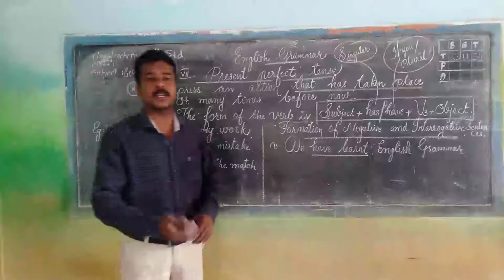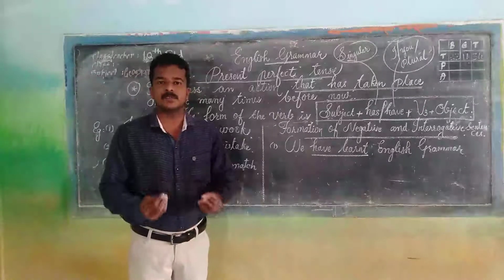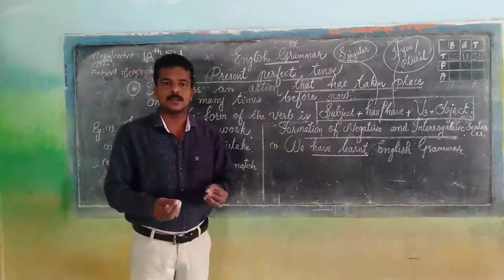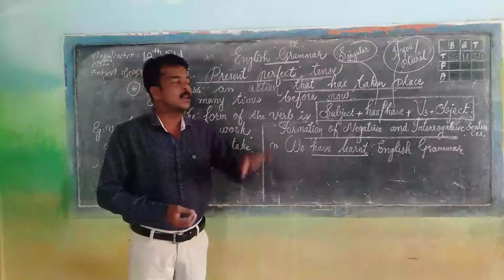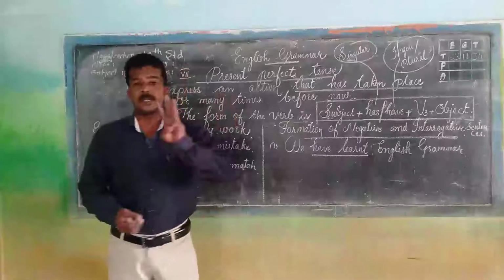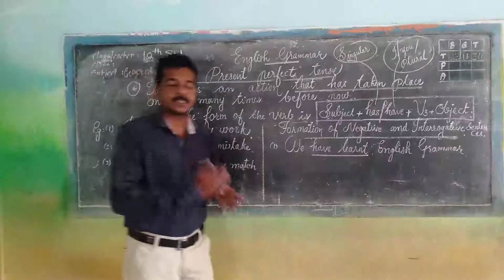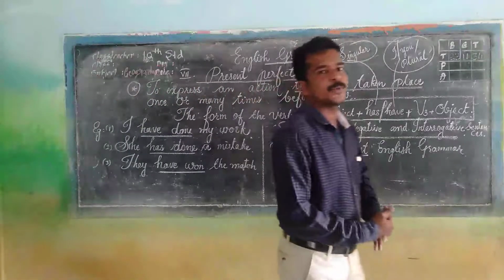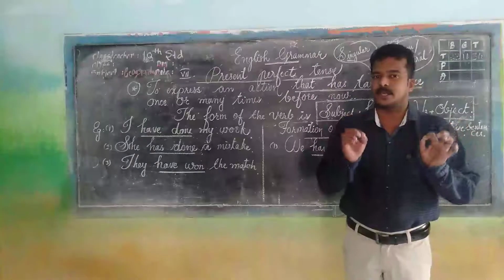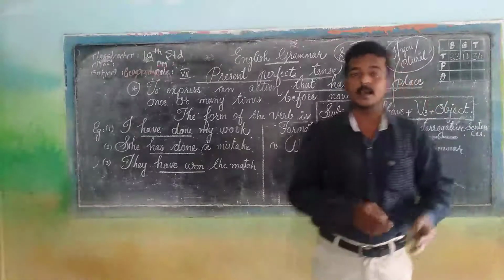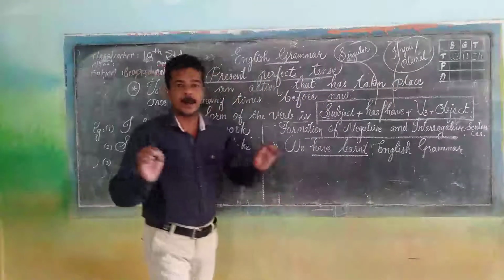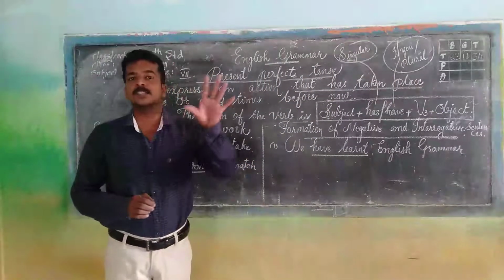Anyhow, today my intention is to explain about the perfect tenses. As you know very well, there are three perfect tenses and they are present perfect, past perfect and future perfect. I repeat, there are three perfect tenses: present perfect, past perfect and future perfect.